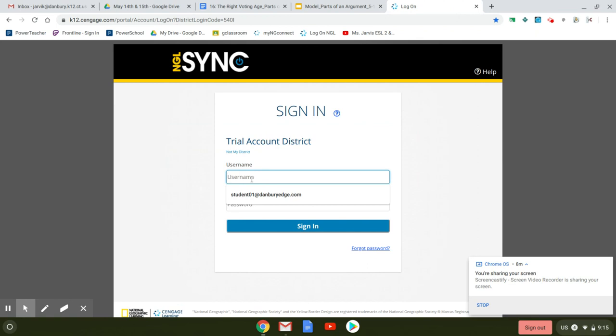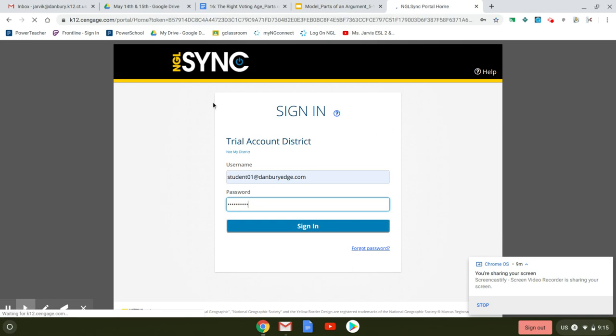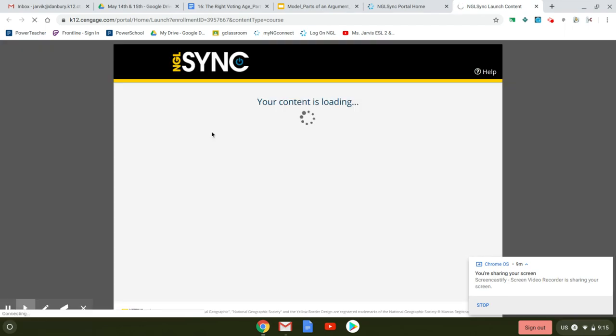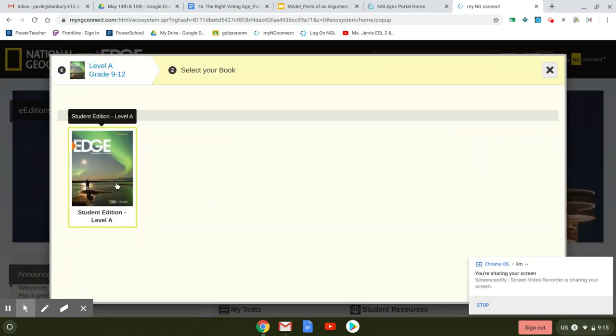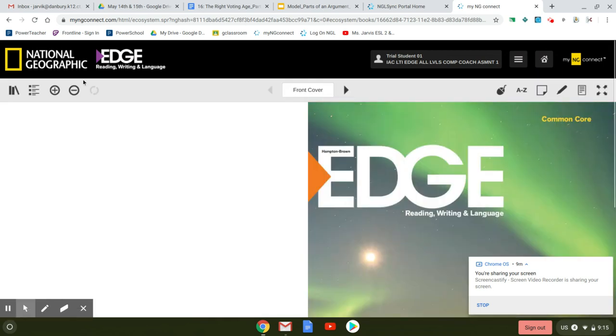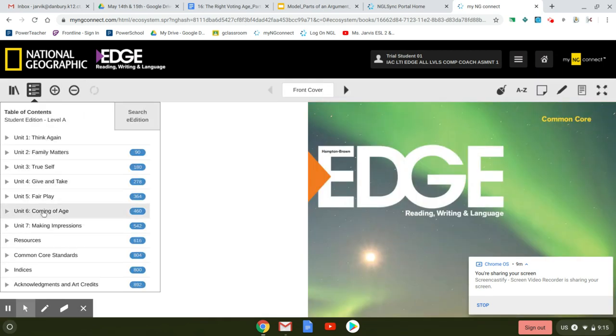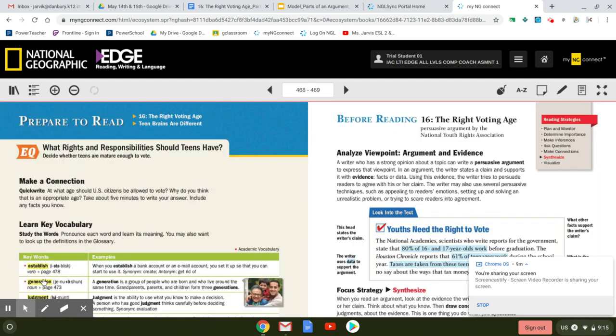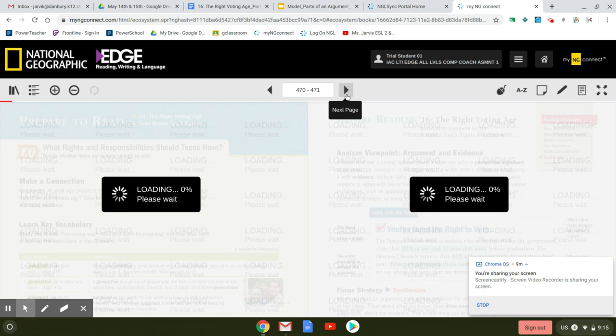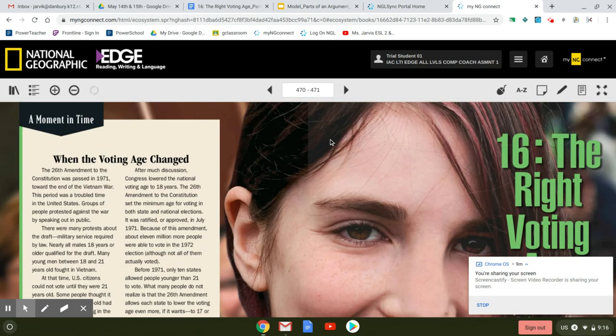Remember how to log on to the textbook. We're going to be in Unit 6 and we're in Cluster 1. So that's where you want to go. It's going to be on page 471. So I'm clicking and I'm finding our textbook. And here we go. Unit 6, Cluster 1, 16, the right voting age. Okay. All right, here we are.